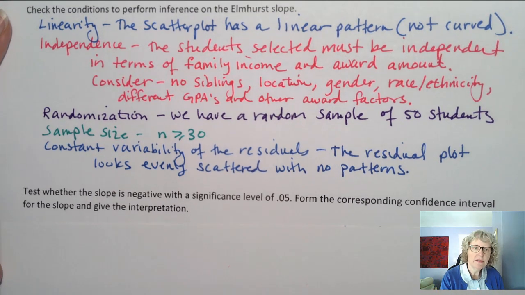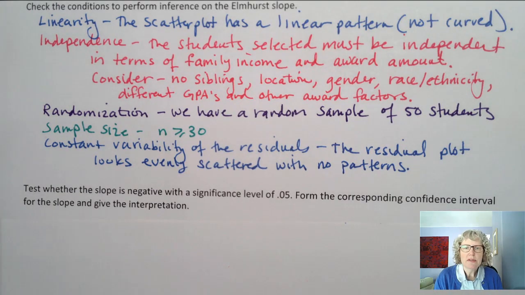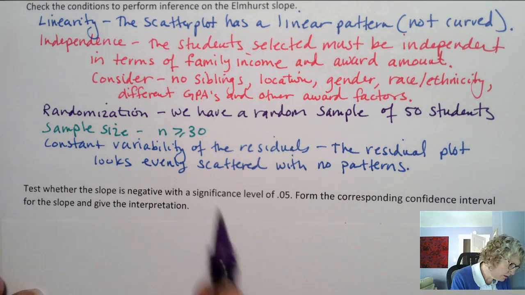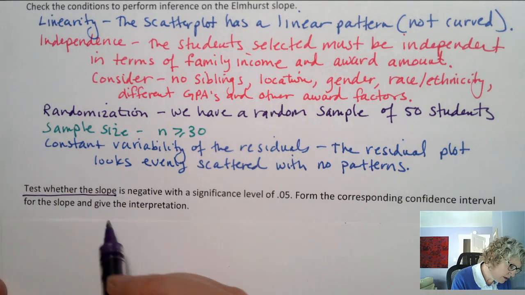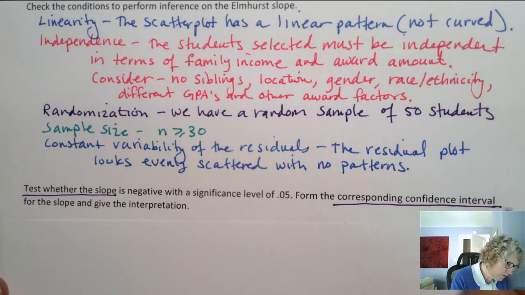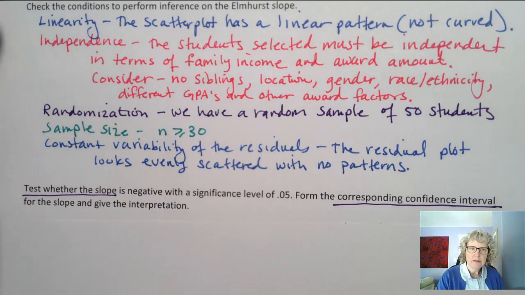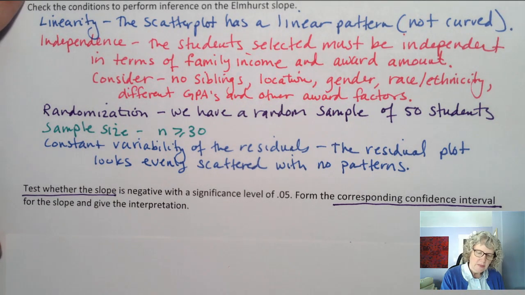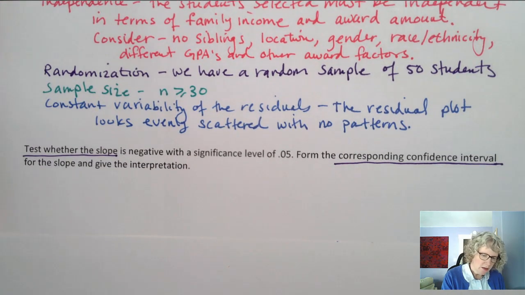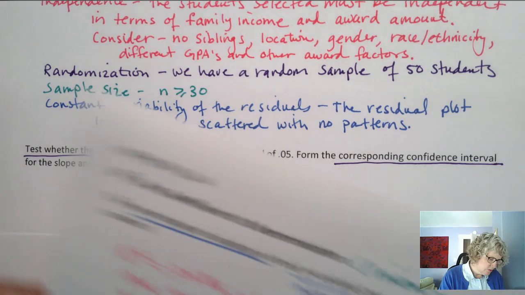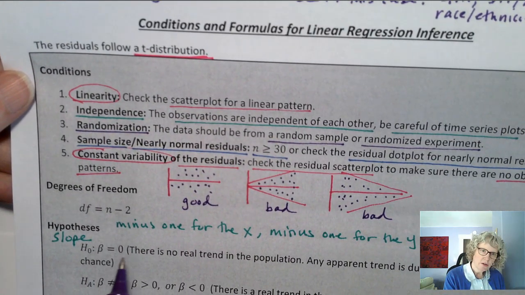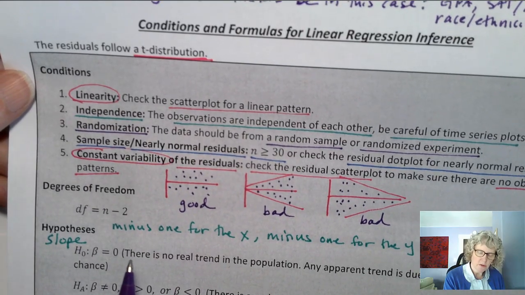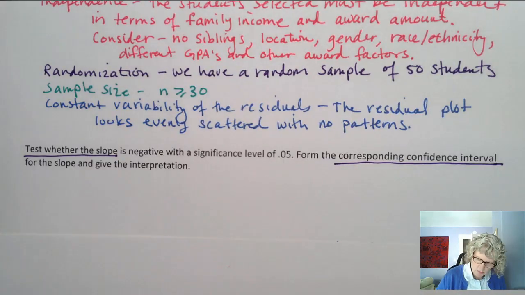So it says to test whether the slope is negative with a significance level of 0.05. Form the corresponding confidence interval for the slope and give the interpretation. Okay, great. So we want to test whether the slope is negative, and just like we're used to doing, forming the corresponding confidence interval. And then we'll do our conclusions. Okay, so let's start. So now I'm going to go to our hypotheses here. Our null is going to be that there is no trend, so its beta is 0.